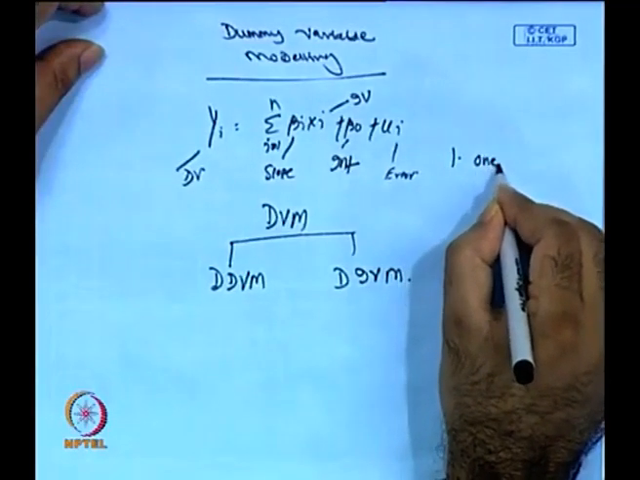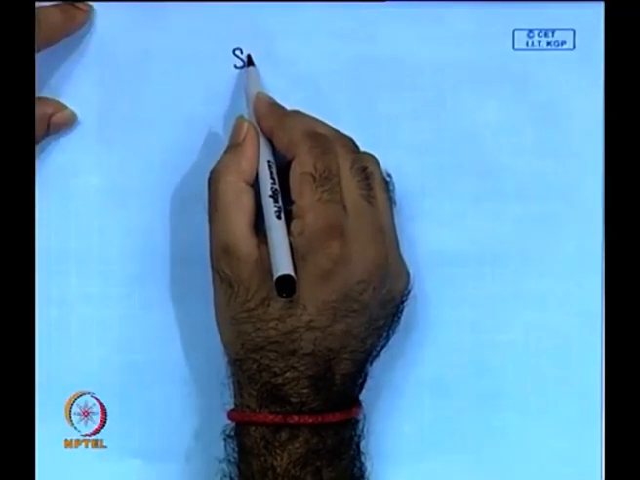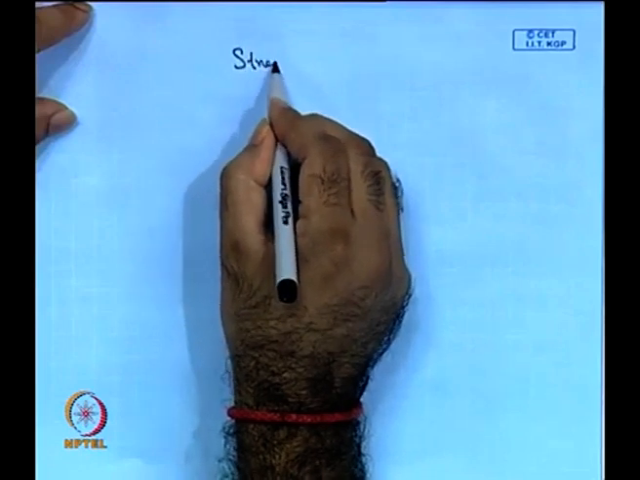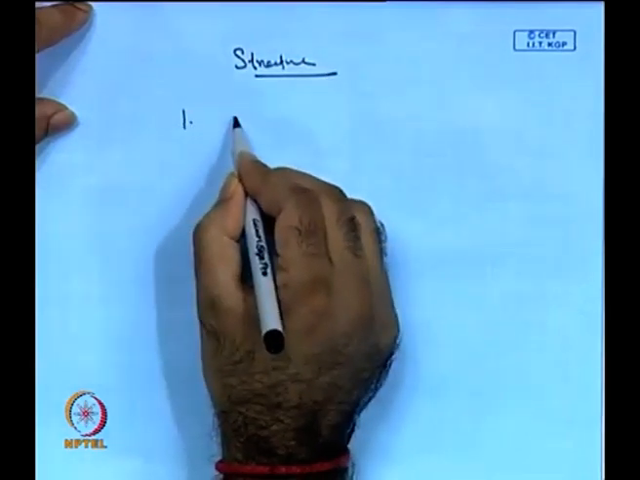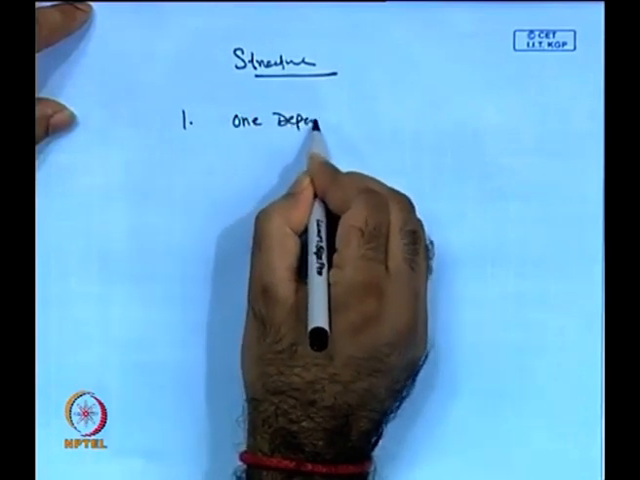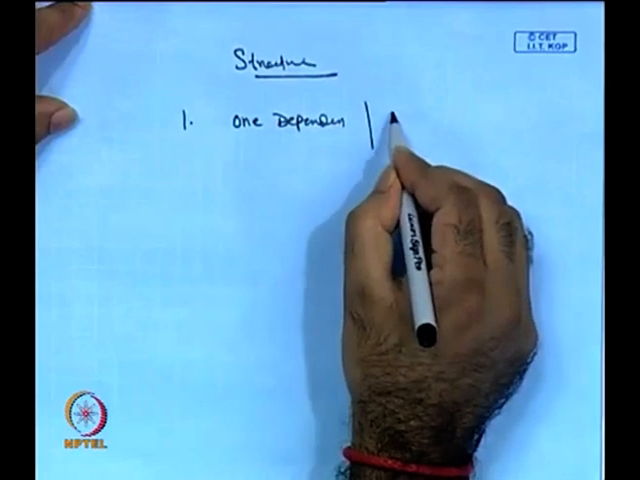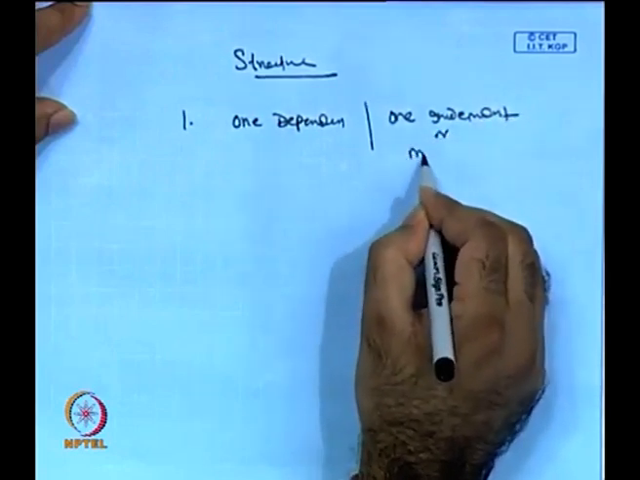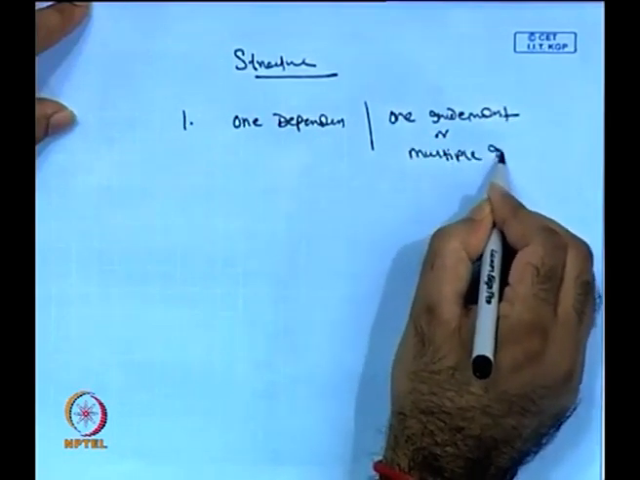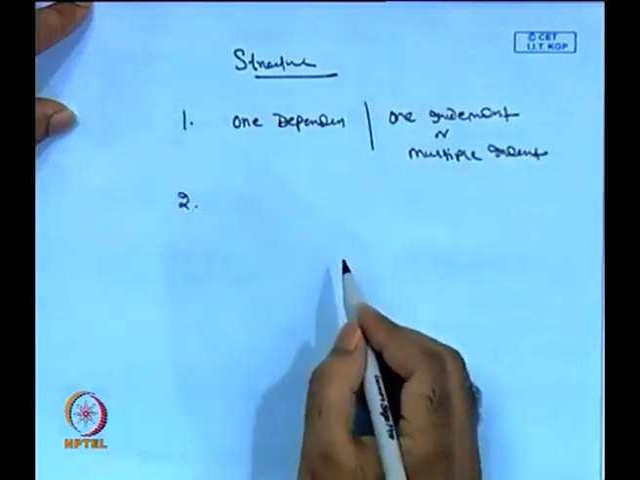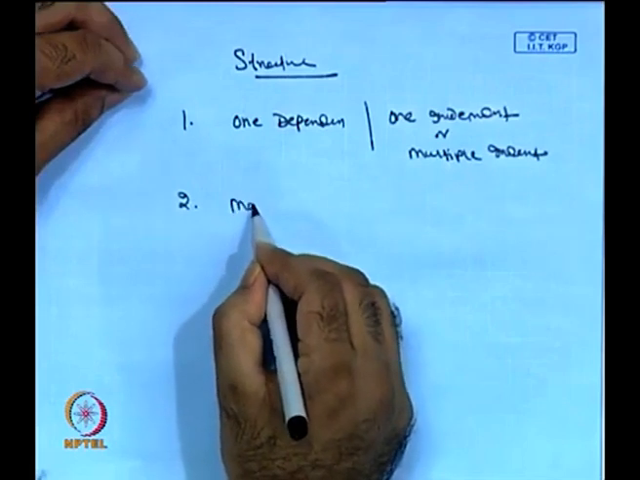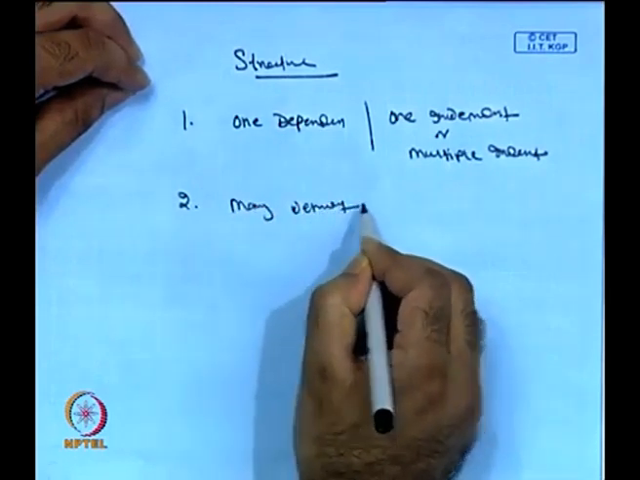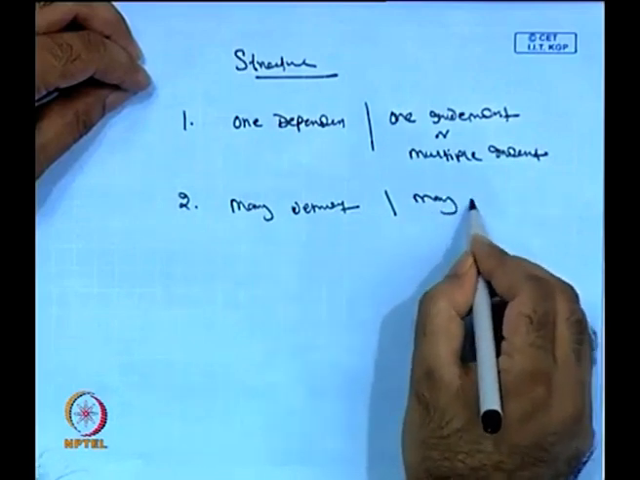So you see here the third structure. Let me first highlight this structure, then we will go to the dummy technique. In the first case, there is one dependent variable, and on the other side either one independent or multiple independent variables. This is one structure, and the second structure is many dependent and many independent variables.